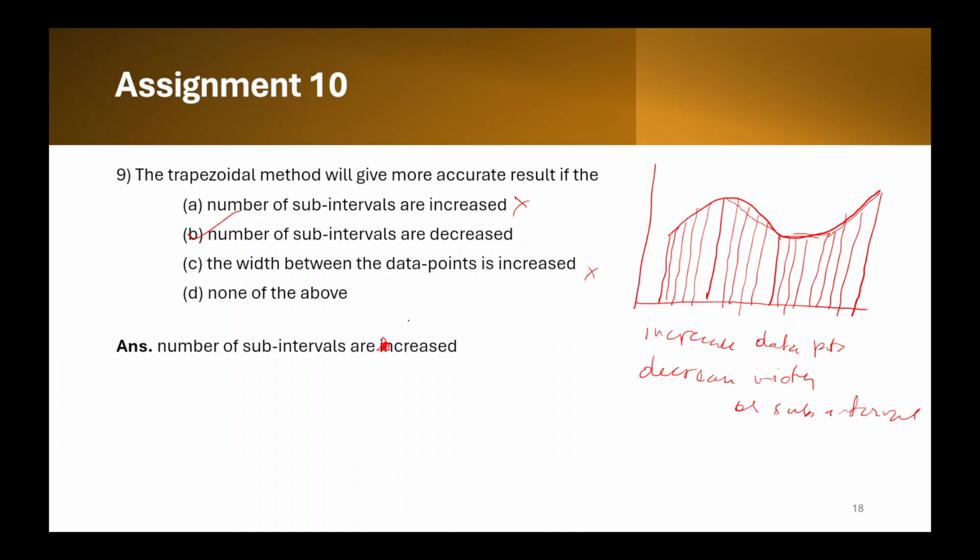Oh, sorry, this is written number of subintervals. Sorry, sorry. So width should be decreased again. Increase data points or increase number of subintervals. Sorry, my bad. So increase number of subintervals. So this is again incorrect. This is the correct answer, A part.